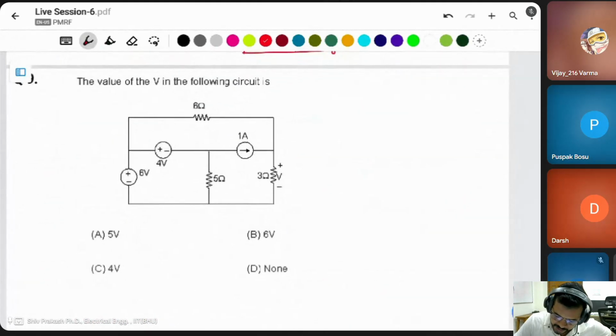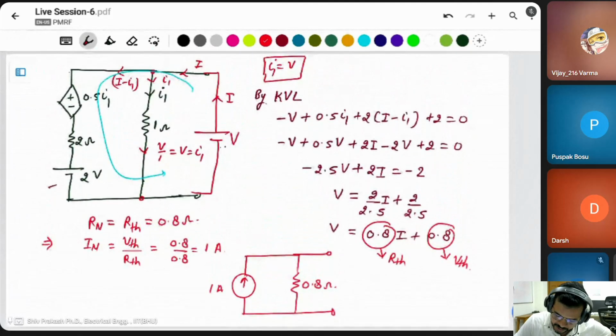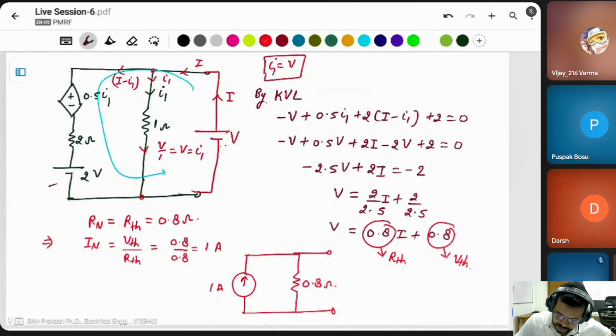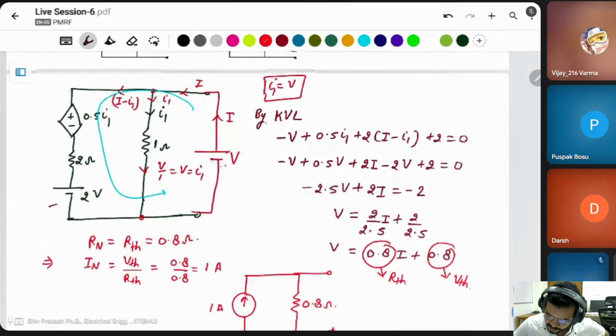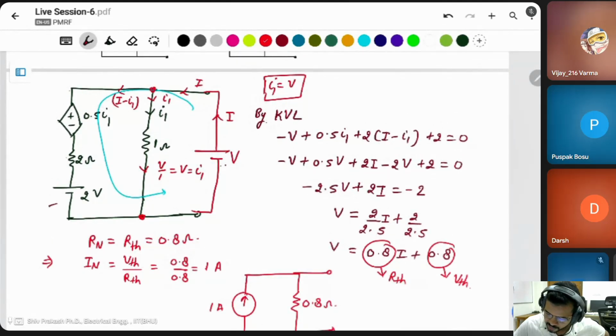Okay, this current is I, this current is I1. Then what is this current? I minus I1. Then simply apply KVL in this loop. Starting from this one, minus V plus this voltage drop 0.5 I1 plus this 2 ohm resistor and voltage drop of I minus I1, plus 2, this voltage source.